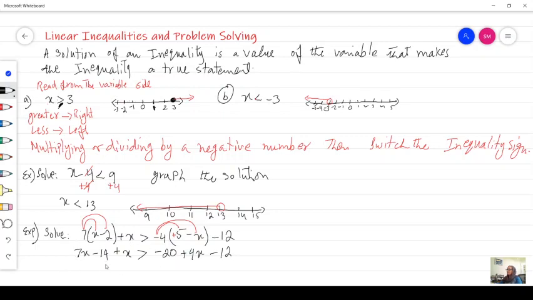Distribution is done, then we have to combine like terms. If you pay attention, 7x and x are like terms, and 4x is a like term, but this 4x is on the other side of the inequality. So let's leave this alone for a minute and solve these two first. So 7 plus 1x, there is an invisible 1 right there, 7 plus 1x gives me 8x. Minus 14 is going to stay, and the inequality sign stays.